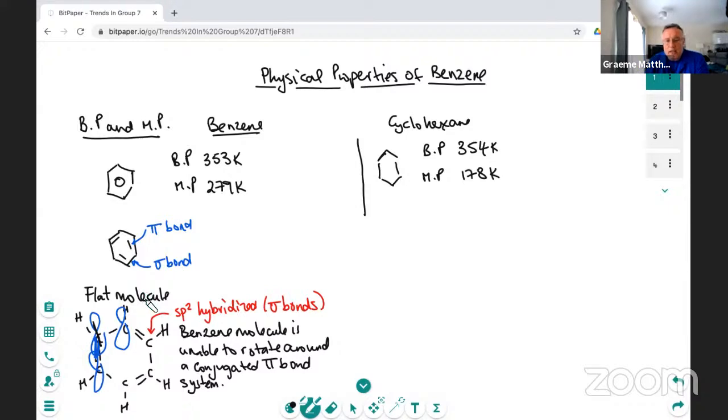Now, this becomes important because if I take a look at benzene here, and I compare it to cyclohexane over here, and when you study chemistry at university, you'll go into this, you get the boat and chair conformation. The boat and chair conformation, what they are is this. The cyclohexane looks like this.